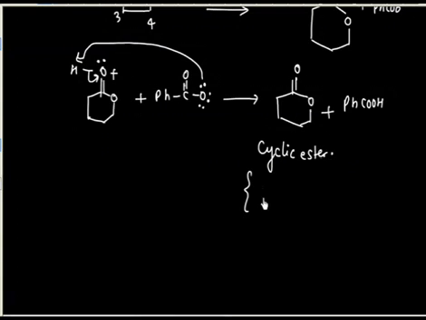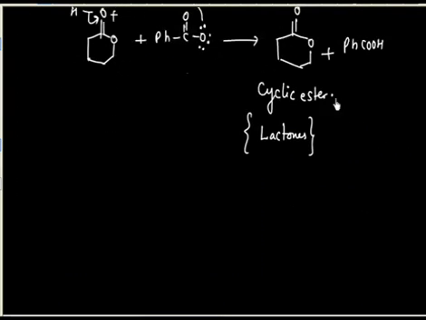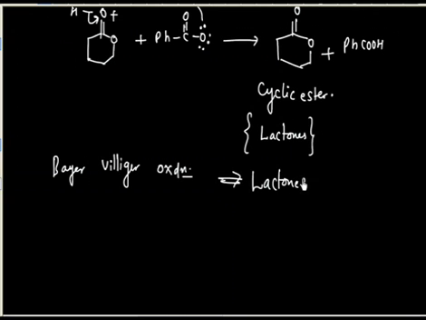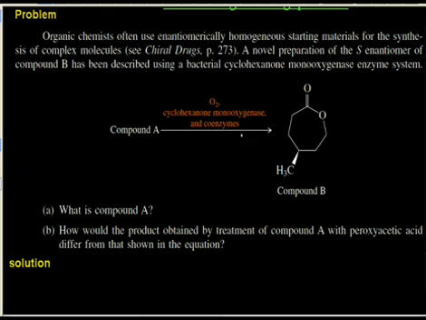Cyclic esters are generally called lactones. So you see, Baeyer-Villiger oxidation is generally used for lactone preparation. So Baeyer-Villiger oxidation is used to prepare lactones. You can remember these things. Now this question, it's a good question. Basically you have a compound that is formed. This is a lactone. If you see a cyclic ester, so this is basically a lactone.